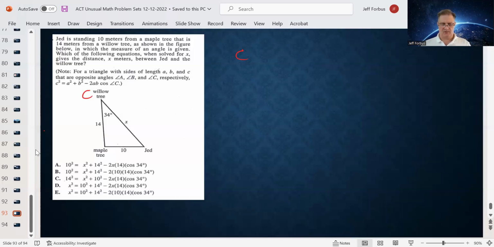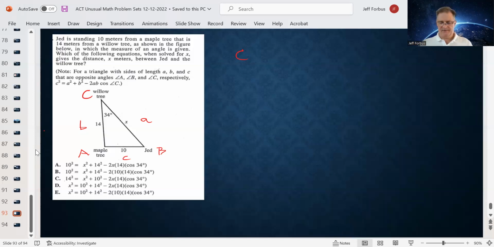Now, I'm going to label maple tree A, and I'm going to label Jed B. So the angle away from the maple tree would be little a, and the side away from the angle of Jed would be little b. So the side away from the maple tree is lowercase a. The side away from the angle of Jed is lowercase b. And then the side away from the 34 degrees is lowercase c.